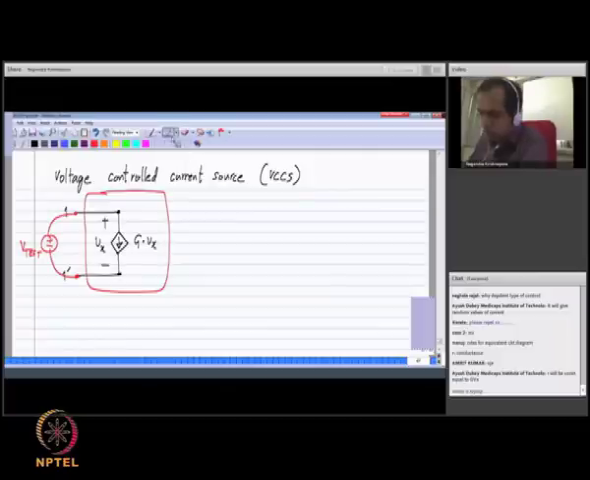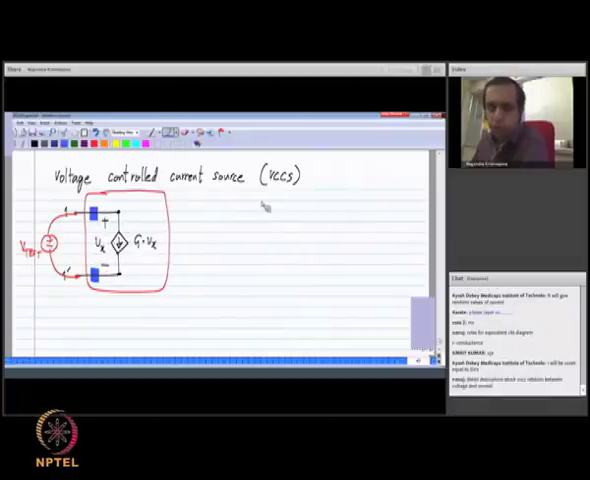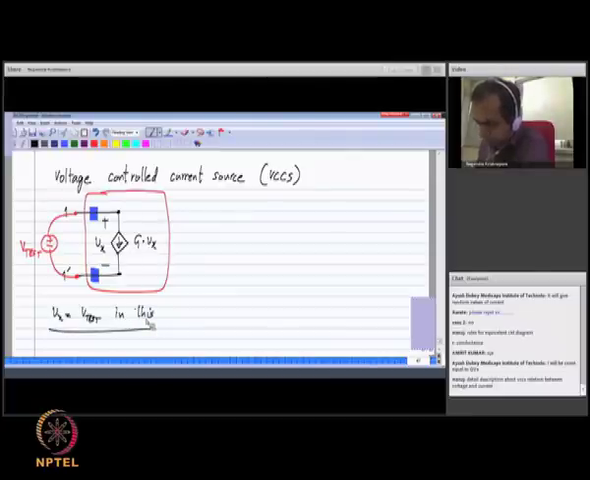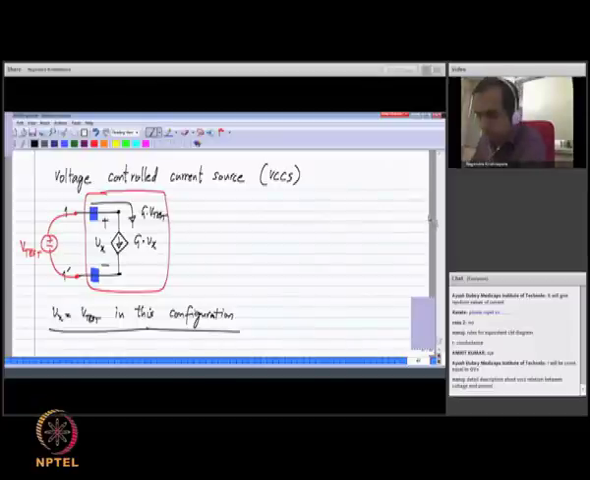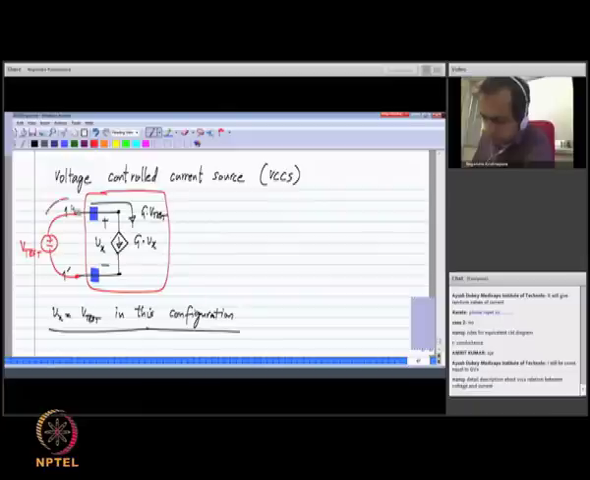Now the value of this current source is G times Vx, where Vx is the voltage between these 2 nodes. Whatever the voltage appears there, this Vx will be the difference between those 2 nodes. And now this difference between these 2 nodes, when we connect this V-test, is exactly equal to V-test. In this particular circuit, in this configuration, Vx equals V-test. So clearly the current flowing here will be G times V-test. Let me call this current I-test.